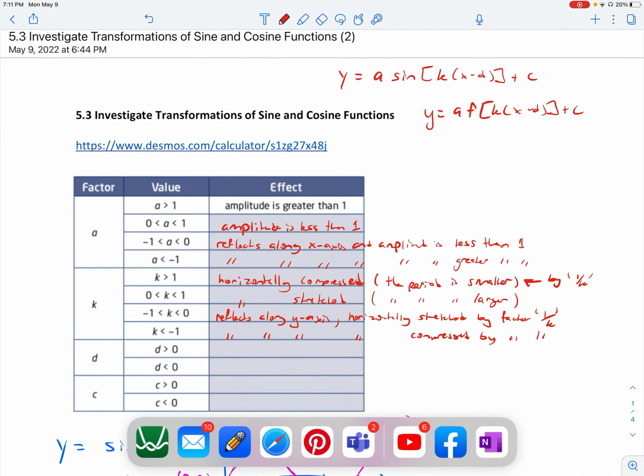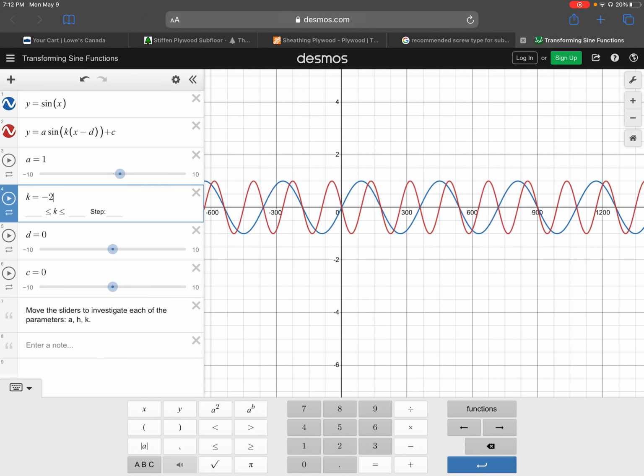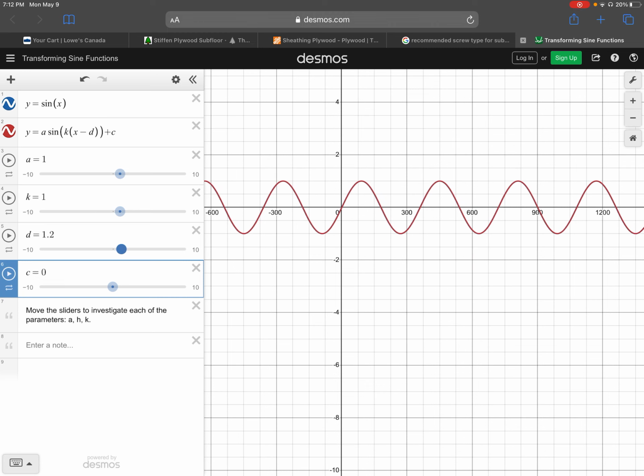If D is greater than 0, let's go here. Let's reset this back to 1. Now we'll change D. So notice D slowly moving. If you look at our x-axis, each square actually represents about 90 degrees. So as we move D to 10, the red graph is moving slowly to the right.